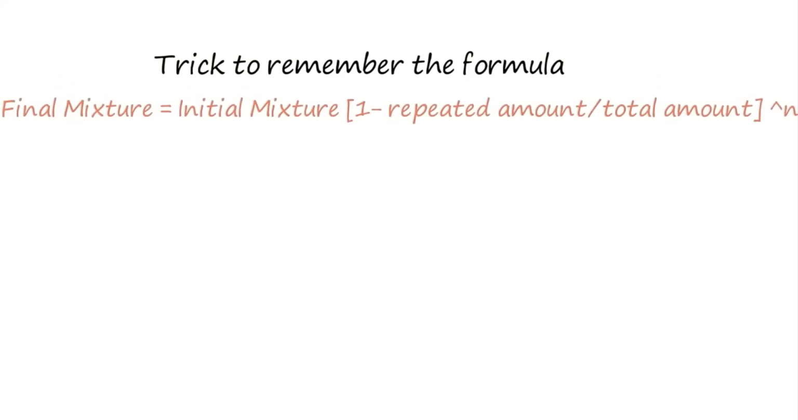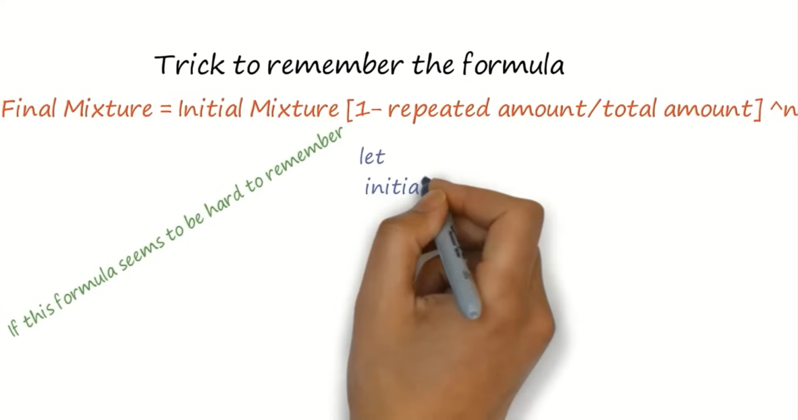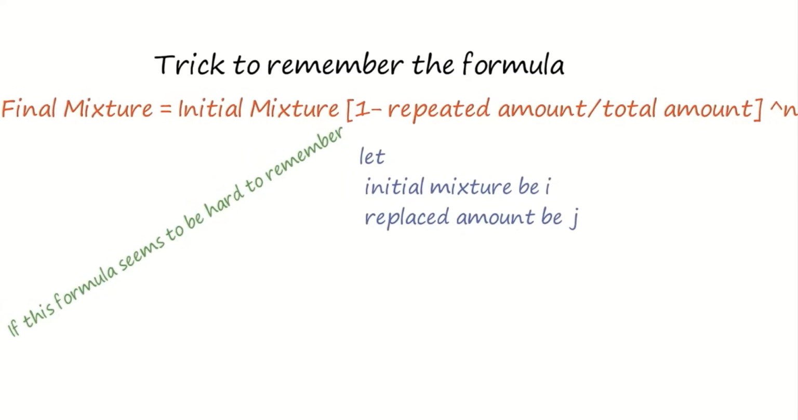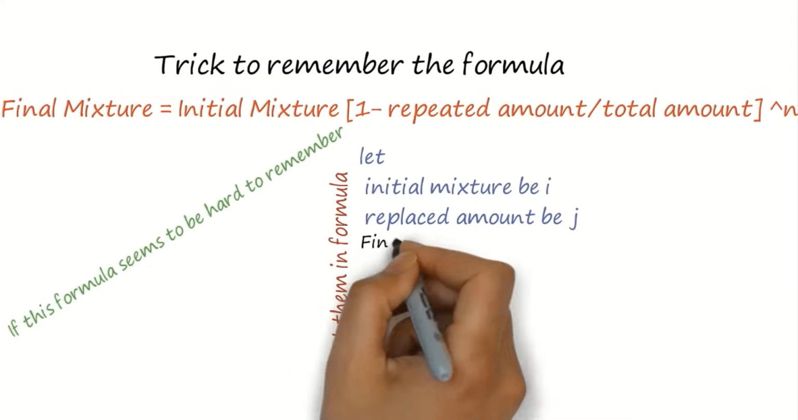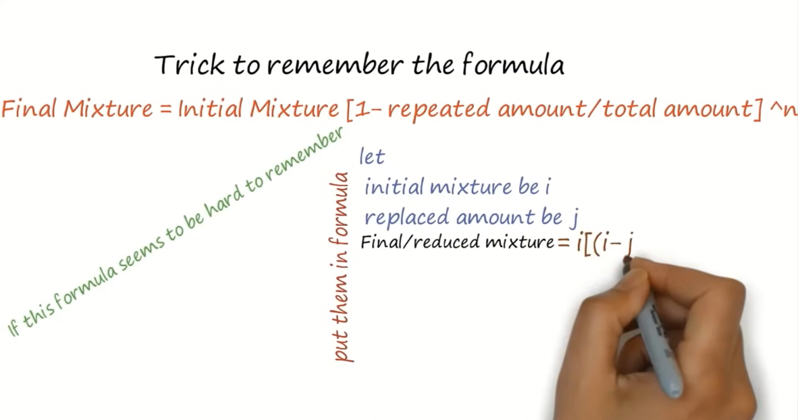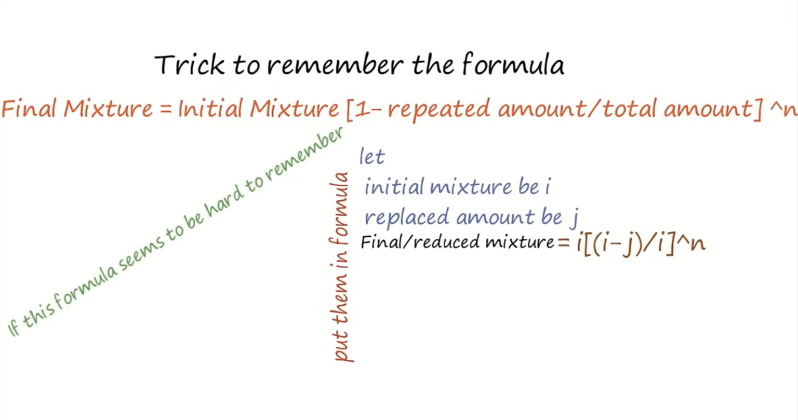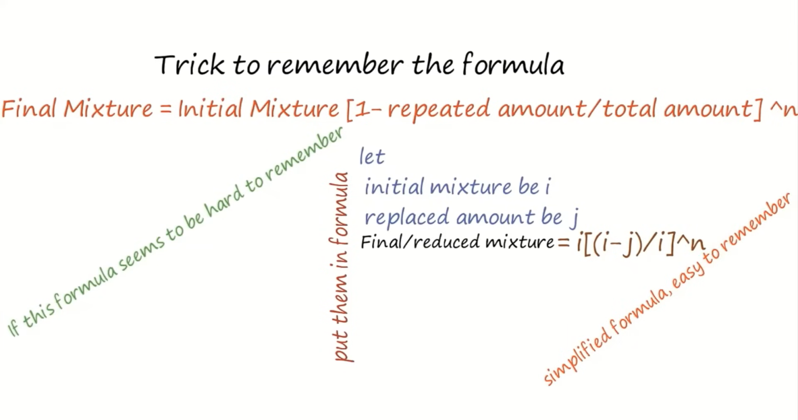The formula might seem to be a bit confusing or hard to remember. So, let us consider the initial mixture as I, replaced amount as J, and if we put them in the formula, after simplification, the reduced mixture will be in the form ((I minus J) divided by I) to the power n, multiplied by I. This is nothing but a simplified formula which is easy to remember.